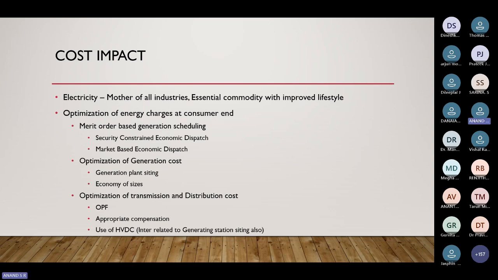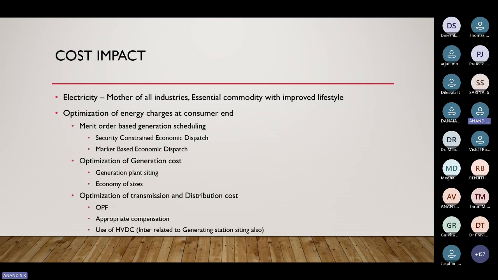Coming to the cost impact, I have already mentioned that electricity cost has to be reduced to the minimum. We are using security constrained economic dispatch, where the generation from the sources where the cost of generation is low has to be utilized first. Then only you can go further, in ascending order of cost of generation.